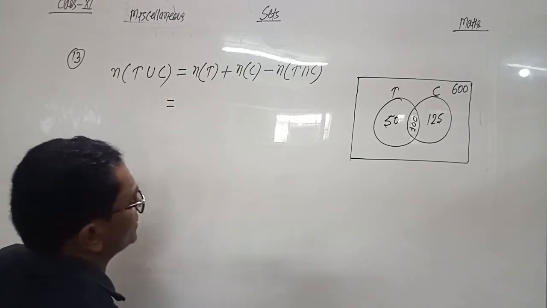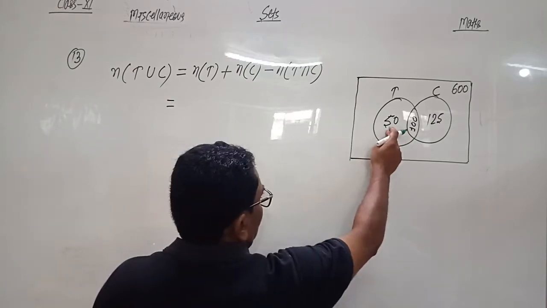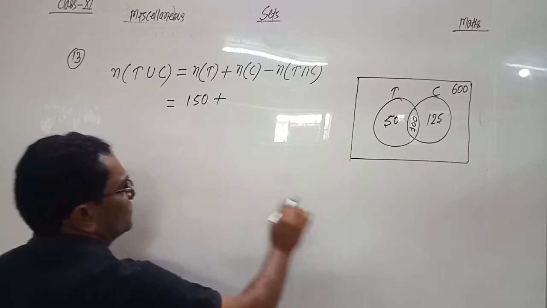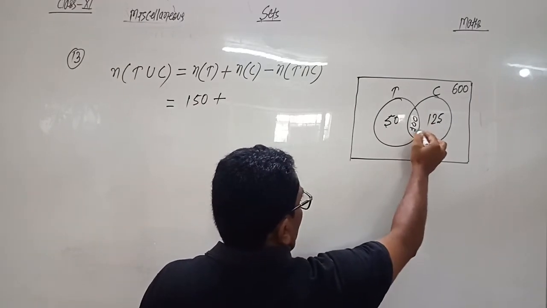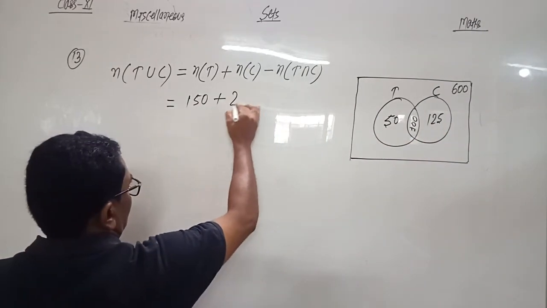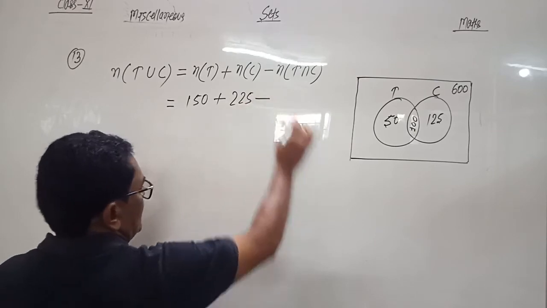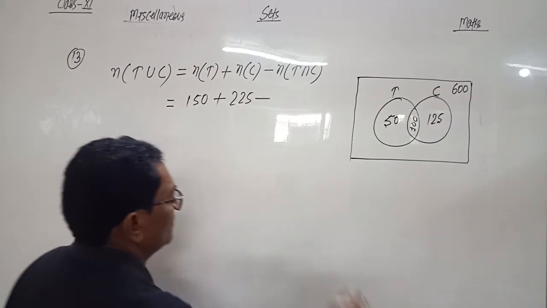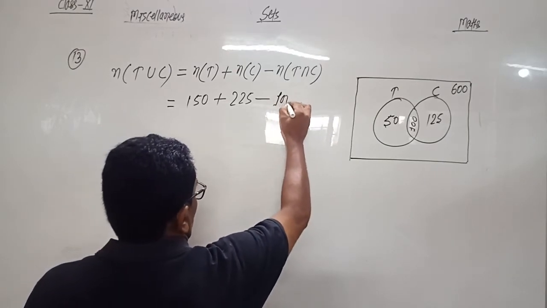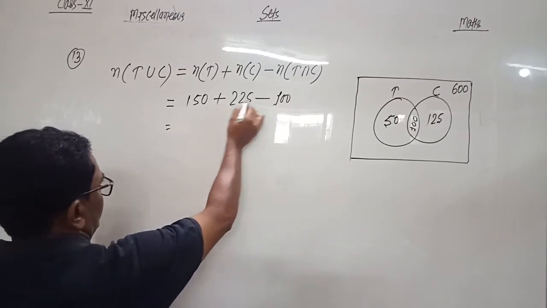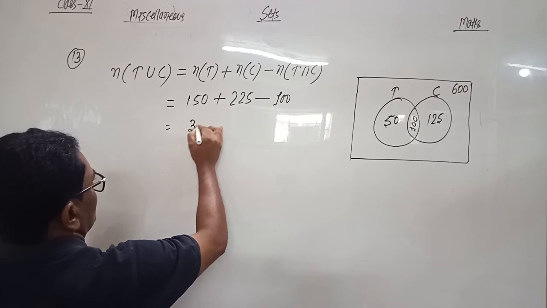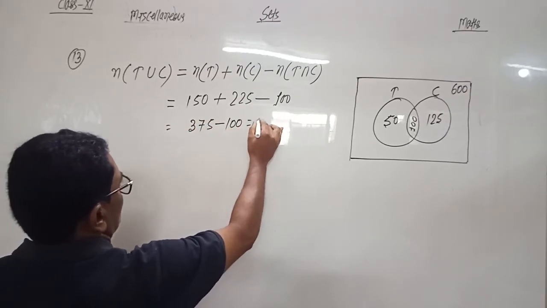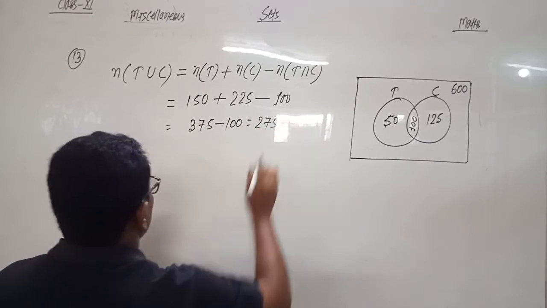So number of students who are taking tea, 100 plus 50 is 150, and the number of students who are taking coffee, 100 plus 125, this is 225, and number of students who are taking both the drinks, tea and coffee, is 100. So this becomes 150 plus 225, 375, minus 100, which is equal to 275.